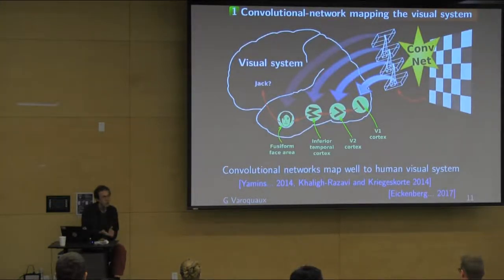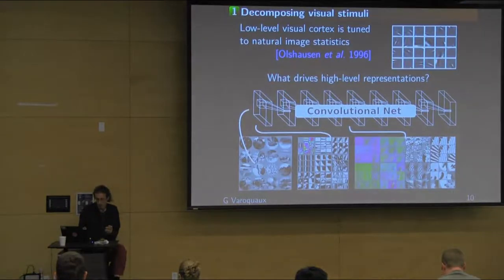So then we can do an encoding experiment. We can take data where subjects have looked at images. We can use a convolutional neural net to extract the intermediate representations that correspond to these images. Okay? So the ones that I show you here.